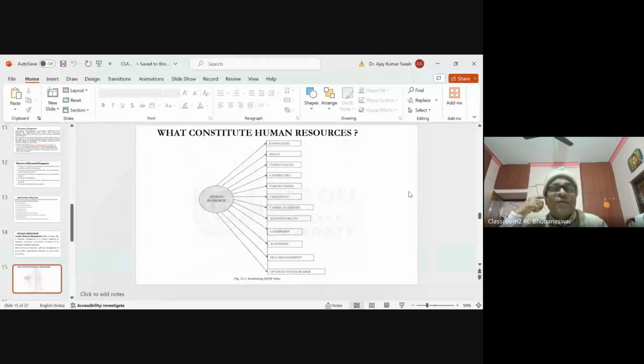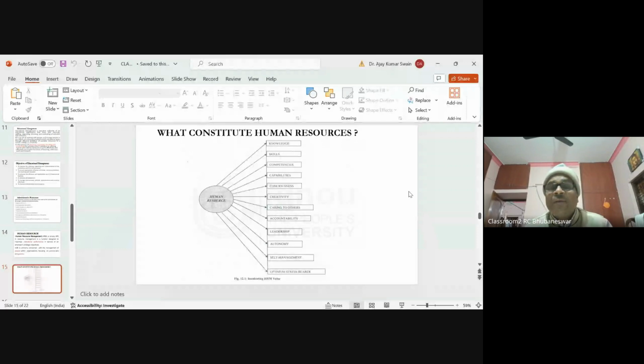Information. They need to have sufficient information, either by listening or reading, or from exposure visits, or from observation. They need to gather knowledge in various ways.